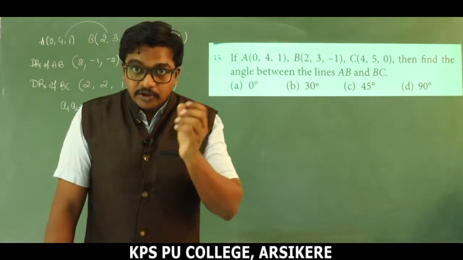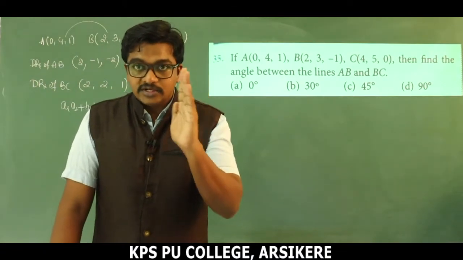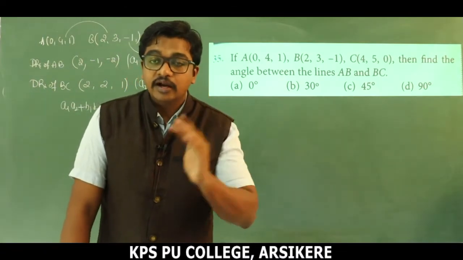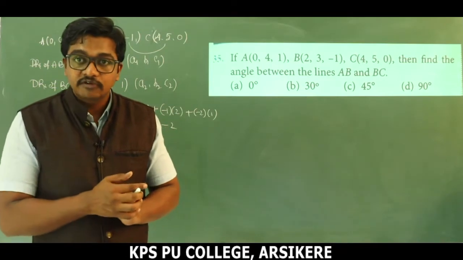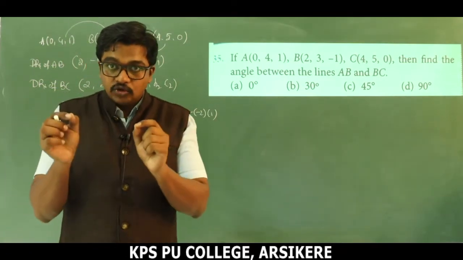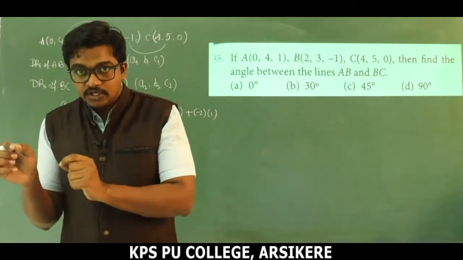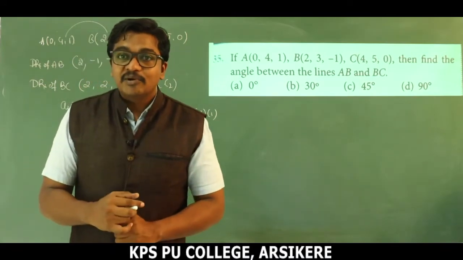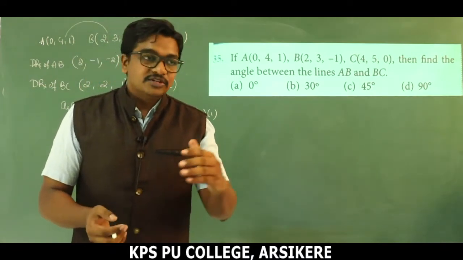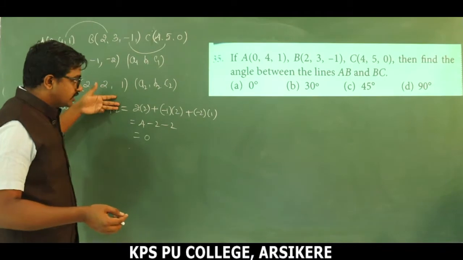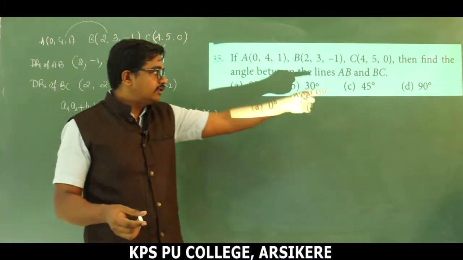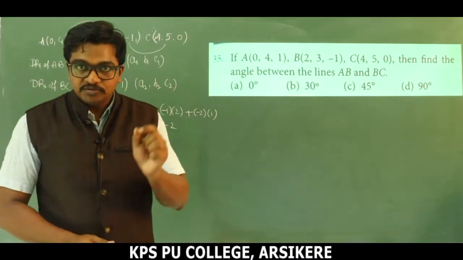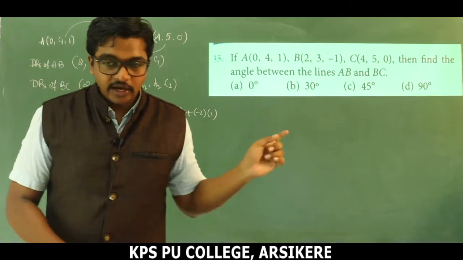When the lines are perpendicular to each other, if A1, B1, C1 are the direction ratios of L1 and A2, B2, C2 are the direction ratios of L2, then A1 A2 plus B1 B2 plus C1 C2 is equal to 0. Hence the lines are perpendicular to each other. So what is the angle between them? The angle between them is 90 degrees. Option D is the right answer. Take a pause and note down.